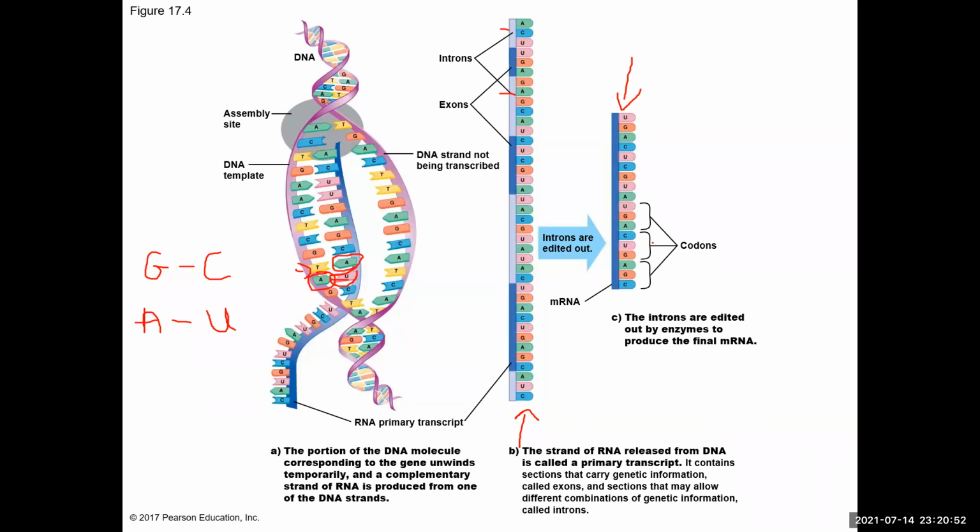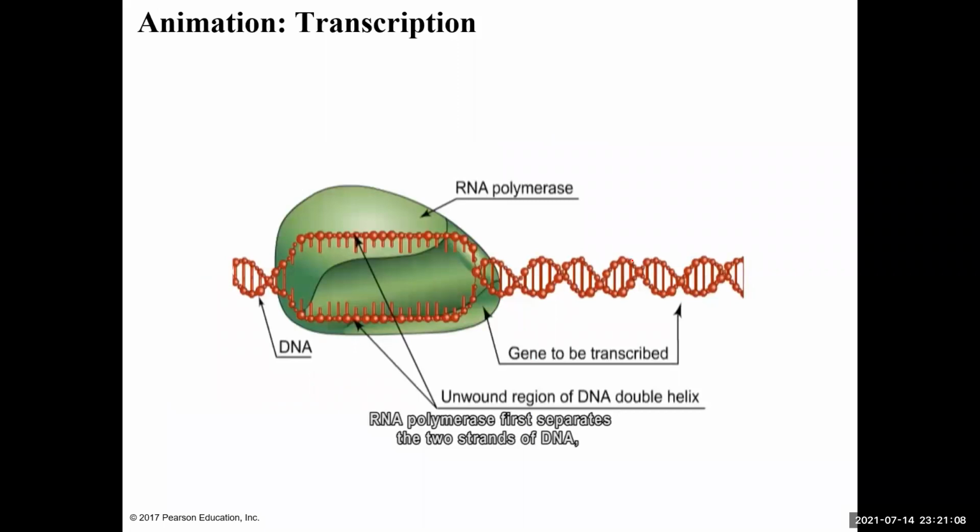Okay, and in this figure showing codons, every 3 base pairs in the messenger RNA is known as a codon. I just want to mention that now, and we'll talk much more about that in the next couple slides. So here we have an animation for transcription that goes into this in about as much detail as we just talked about.